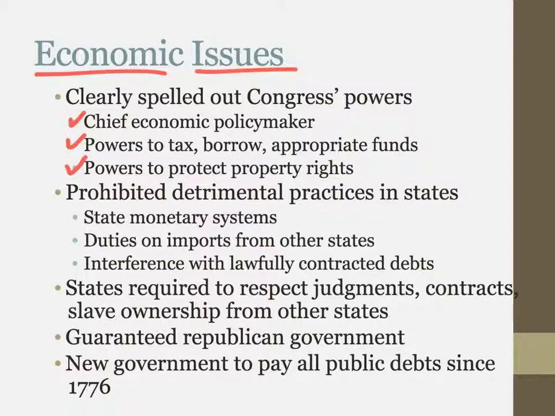They went further out and said, okay, we also have to say that states can't do certain things that would act against the economy. Like you can't have state monetary systems. Like states, you've been printing your own money? No longer. You can't charge duties on imports from other states, which they had been doing. And you can't interfere with lawfully contracted debts. So all of these things are denied.